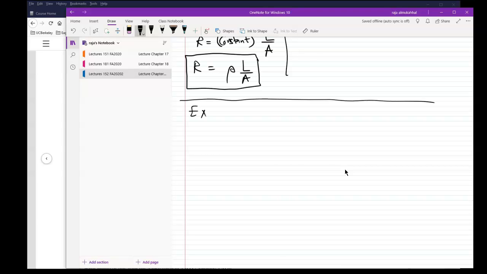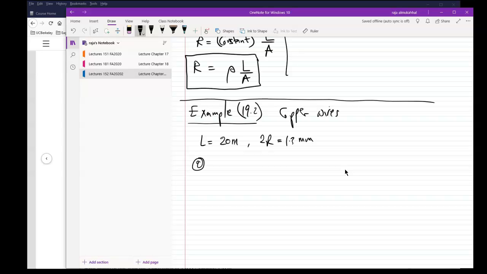So example 19.2. So we have copper wires. So the first one is 20 meter, the length of it, that is. And the diameter of it, I'm going to call it 2r, r for radius, right? So it is 1.3 millimeter, and used to connect speakers. Okay, so part A, he says, what is the resistance of the first wire?